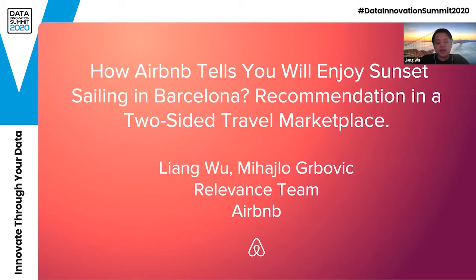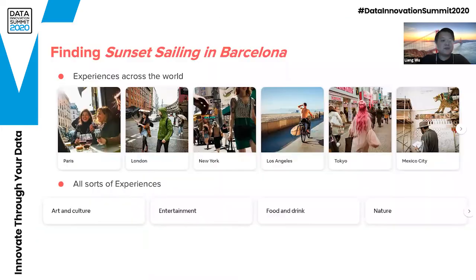I'm Liang, and this is a joint work with Mihalo, and we are both from the relevance team of Airbnb. The first question is, how do we find sunset sailing in Barcelona? So we have experiences across the world, and we listed some top cities here, like Paris, like London. And we also have all sorts of experiences, and we try to group these experiences so that it's easier for users to browse.